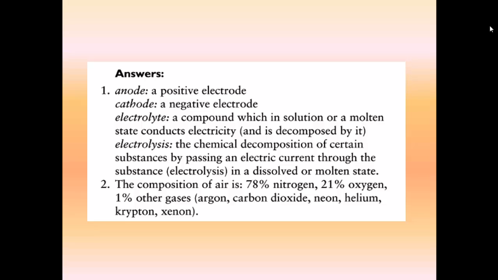Number 2, list the main components of air and then complete the pie chart with approximate percentages. So the composition of air is 78% nitrogen, 21% oxygen, and just 1% other gases like argon, carbon dioxide, neon, helium, krypton, xenon.